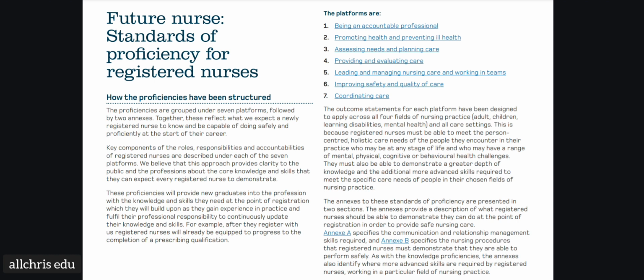As with the knowledge proficiencies, the annexes also identify where more advanced skills are required by registered nurses working in a particular field of nursing practice. The annexes also help in checking whether these nurses have those skills, and if they don't, then how they can be trained to work in a particular field.